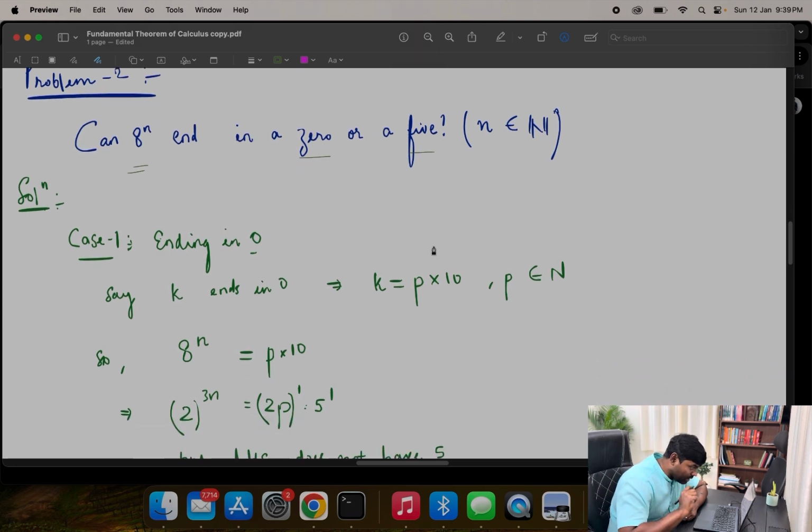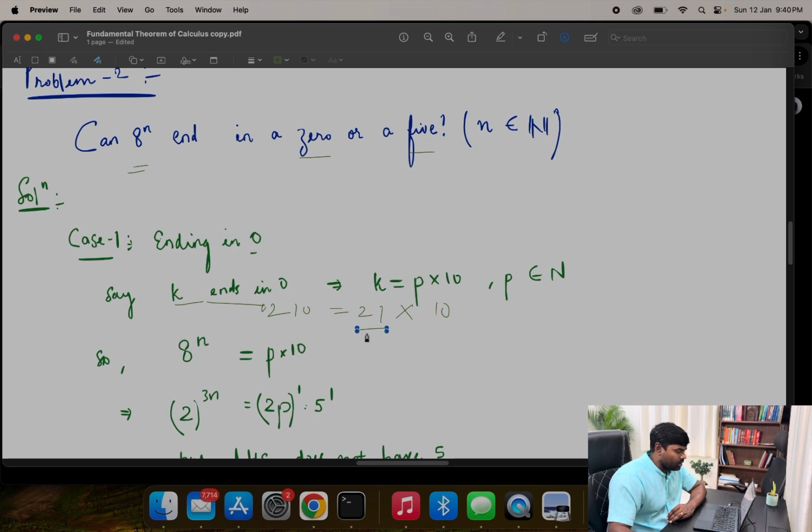Well, it cannot end in a 0 because let's say that there is some number that ends in a 0. Let's call it k. So maybe k is something like 210, a randomly chosen number. If k is 210, we can write that as p times 10, where p is some natural number. So here, p will be 21. We can write 210 as 21 times 10, right? You can always write a number that ends in a 0 as p times 10, where p is some natural number.